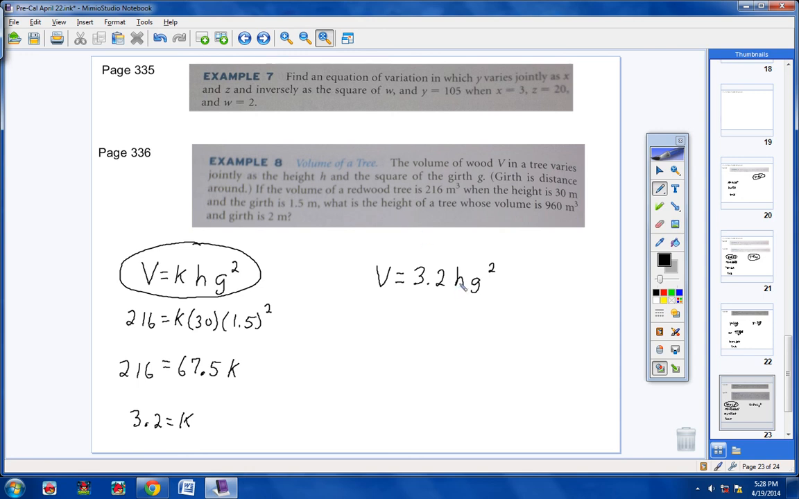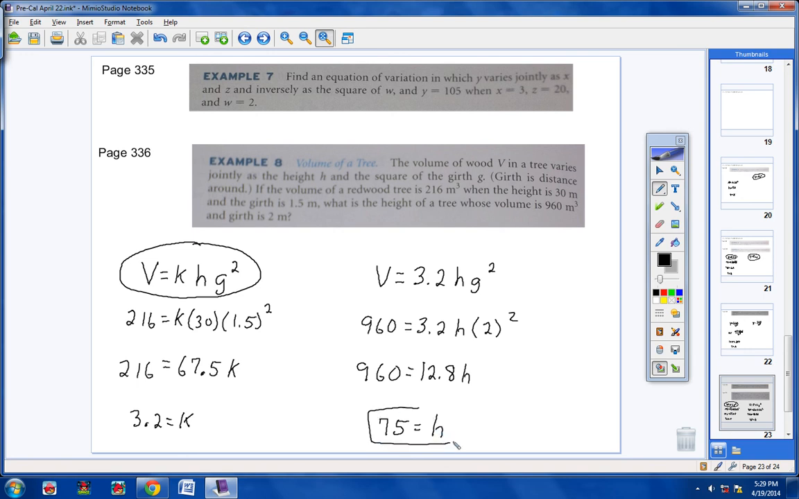What is the height, so I'm looking for h, of a tree whose volume is 960 and whose girth is 2? So 3.2 stays 3.2, h is h, and for g I'm going to put 2 and then squared. So this really isn't too difficult. If we're solving for h, if you square 2, you get 4. If you take 4 times 3.2, you will get 12.8 h, and then bring down your 960. And now, if you divide both sides by 12.8, you will get 75 for the height of the tree.